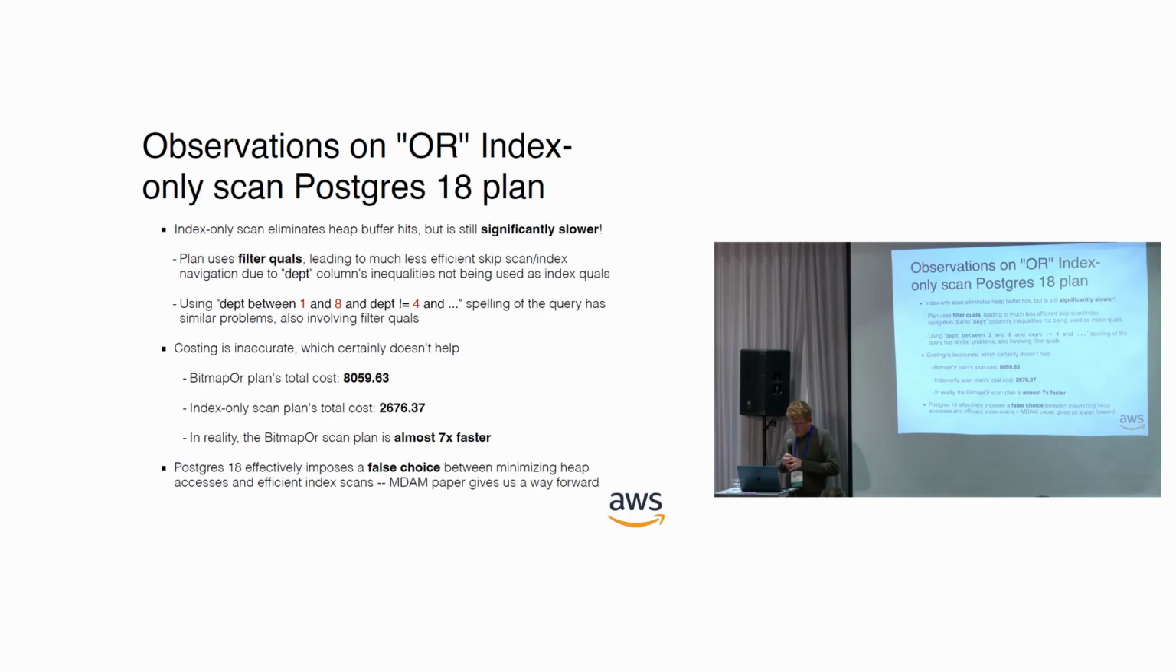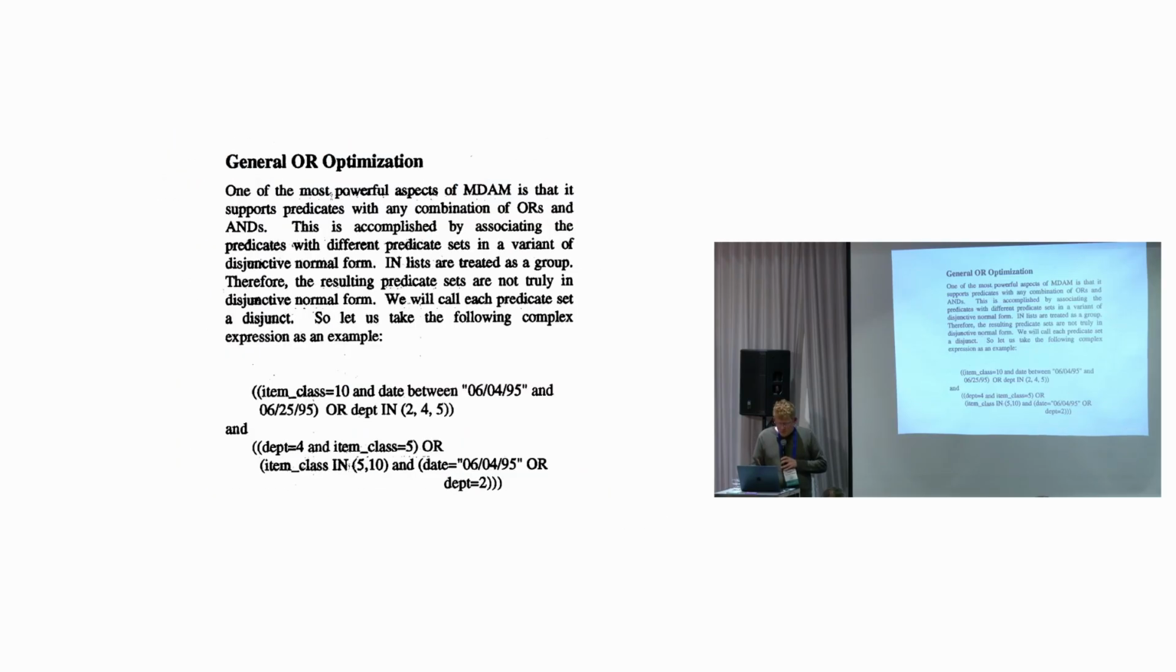I'm not going to go into too much detail about it, but the MDAM paper describes a framework for rewriting a very complicated OR-based predicate. It's using a similar table to the one I've been using in many of my examples. It's a mess, actually, to be honest with you. And they actually say in the paper, imagine this is machine generated.